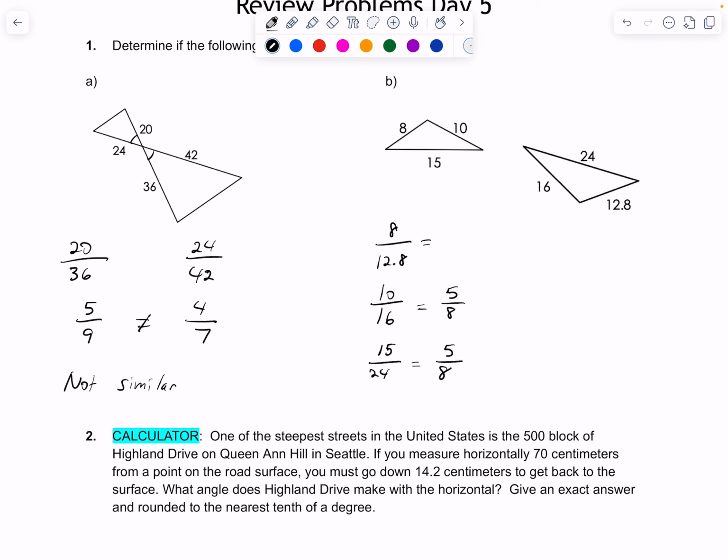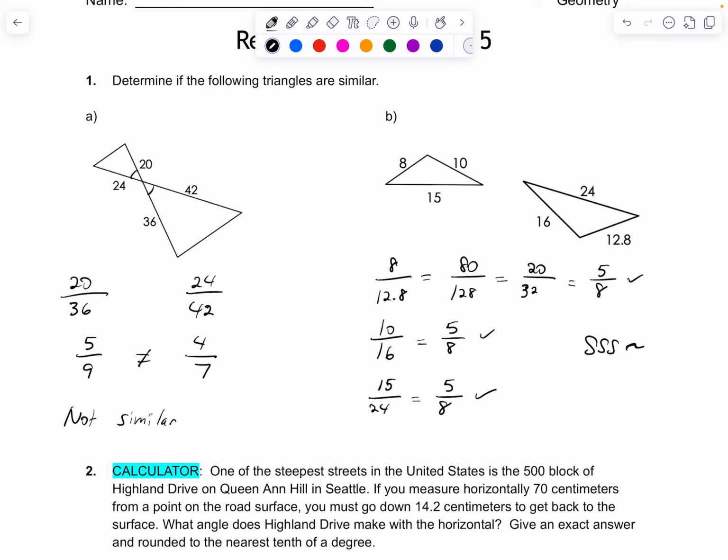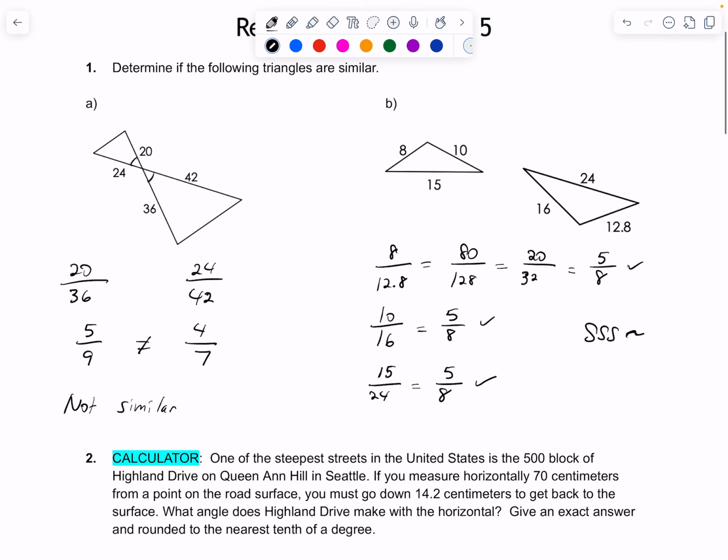Okay, that's great. Now this one's a little bit trickier because I don't know what 8 to 12.8 reduces to. So I'm going to multiply both by 10 to get 80 and 128. Then let's see, we can divide by 4, I think, which gives me 20 and 32. Yes. And then divide again by 4 gives me 5 over 8. Yes. And they're all the same. So this is similar by side similarity. Now it doesn't give me any letters like A, B, C, D, E, F, so I can't set up the similarity statement, but just be ready for that. We did one of those in a previous video.